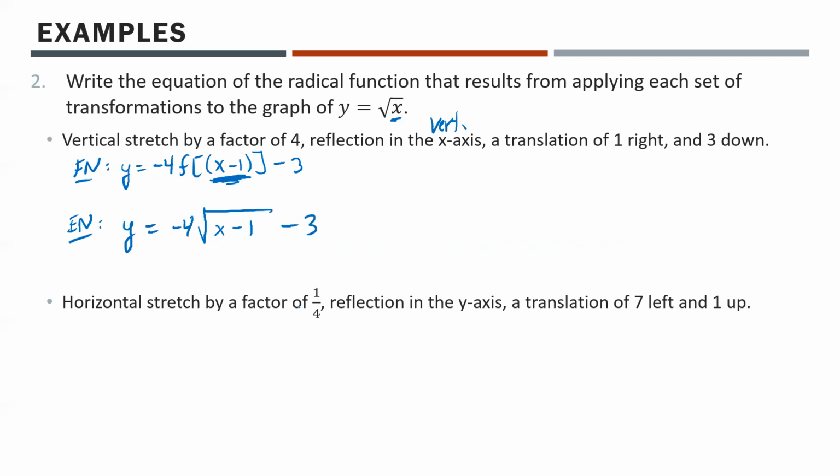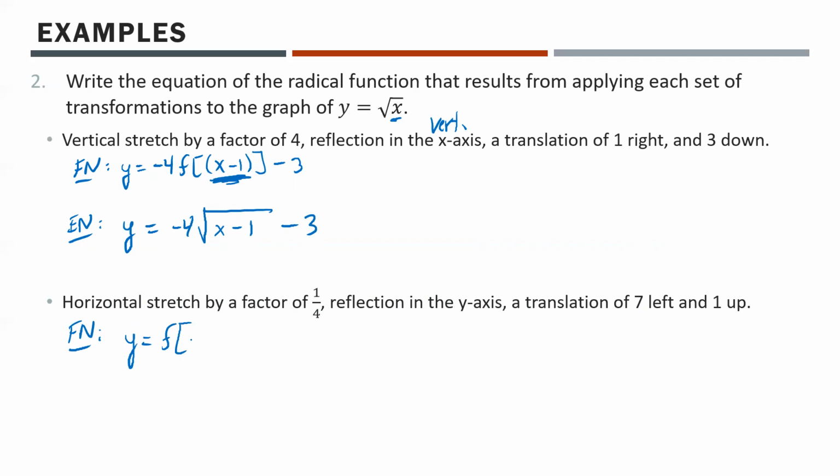Next one here, horizontal stretch by a factor of 1/4, and so on. Anyway, long story short, we're going to have our function notation. Y equals, do we have a vertical stretch? Doesn't look like we do, and we don't have a reflection across the x-axis. So we got no a value. I'm going to jump right to f then. This is f, square bracket.